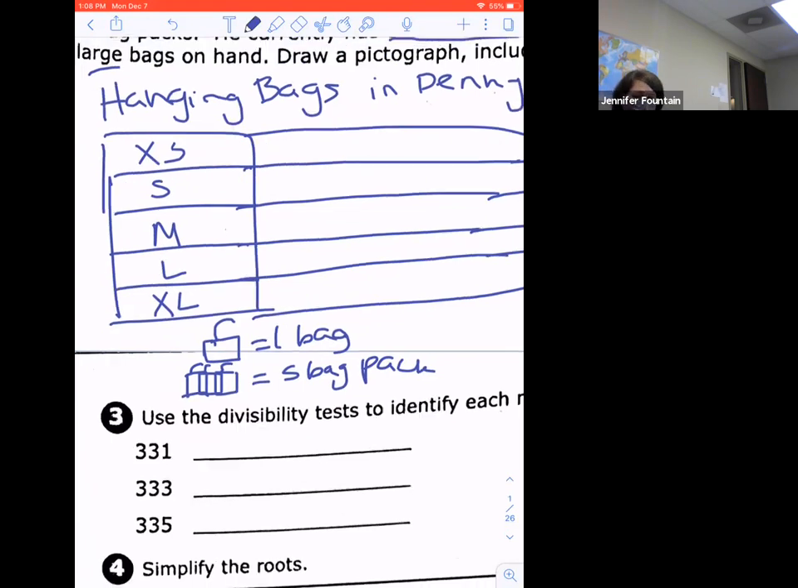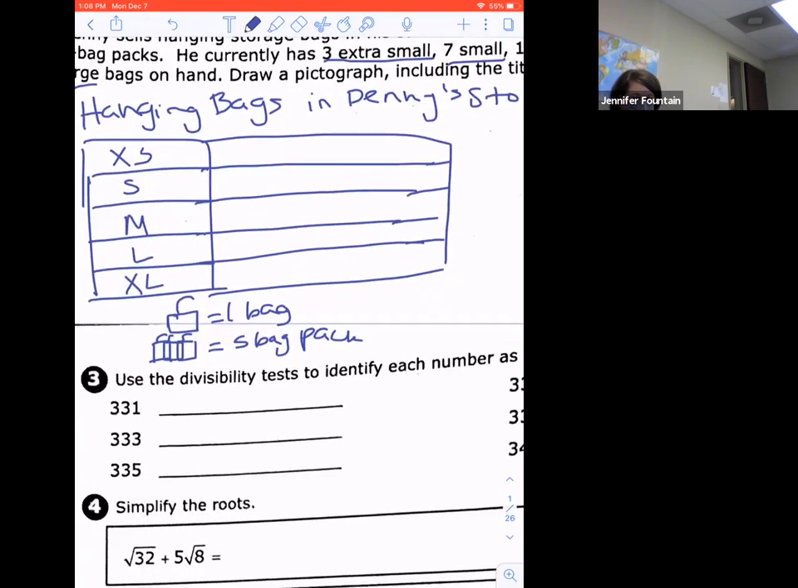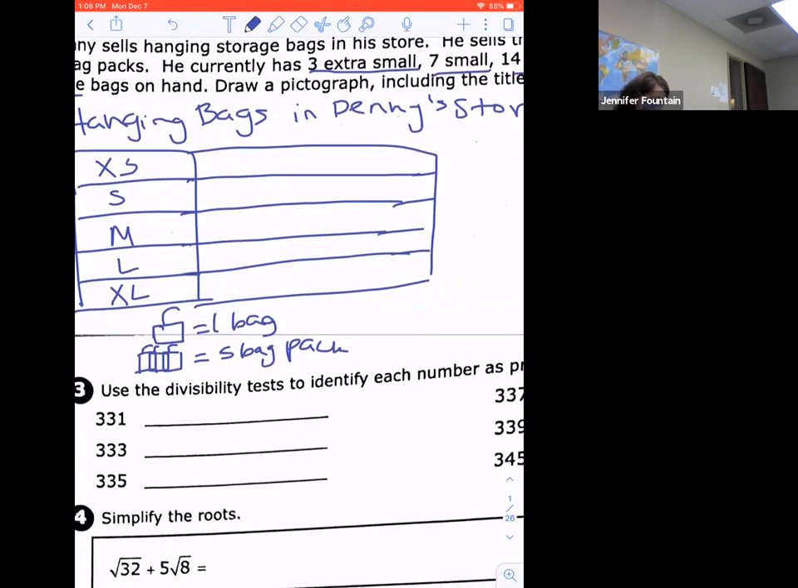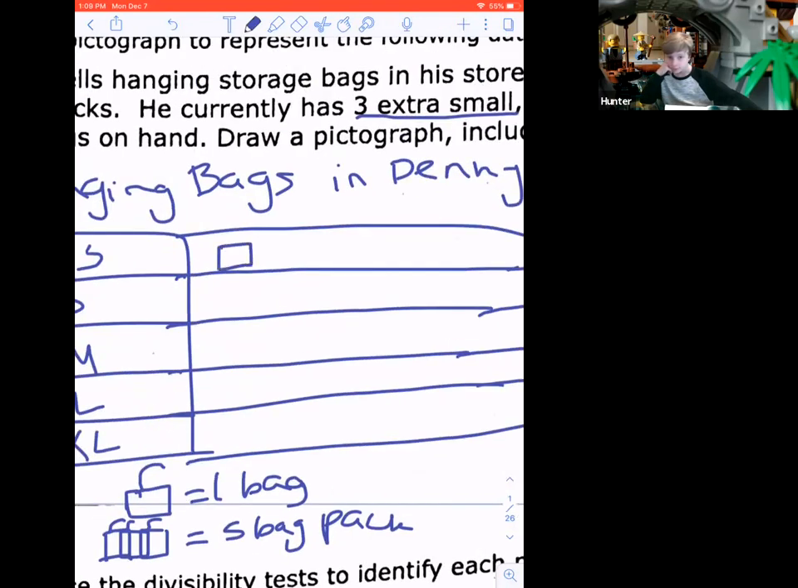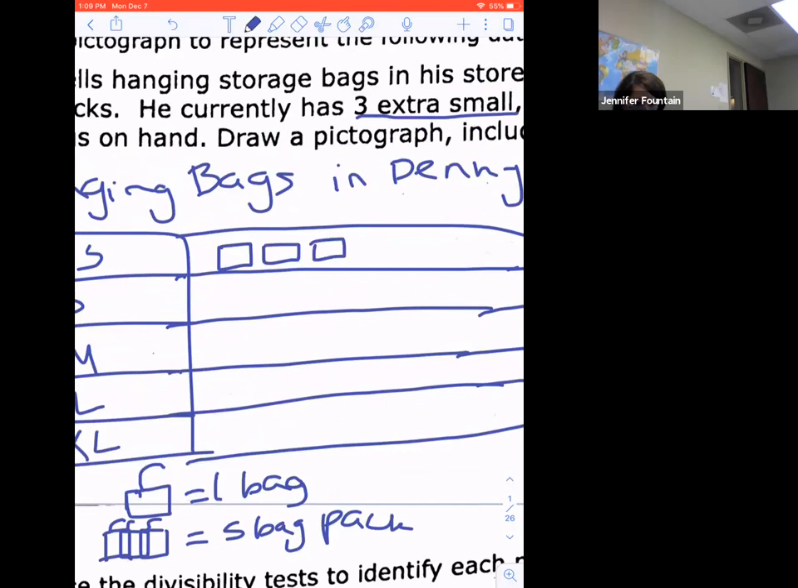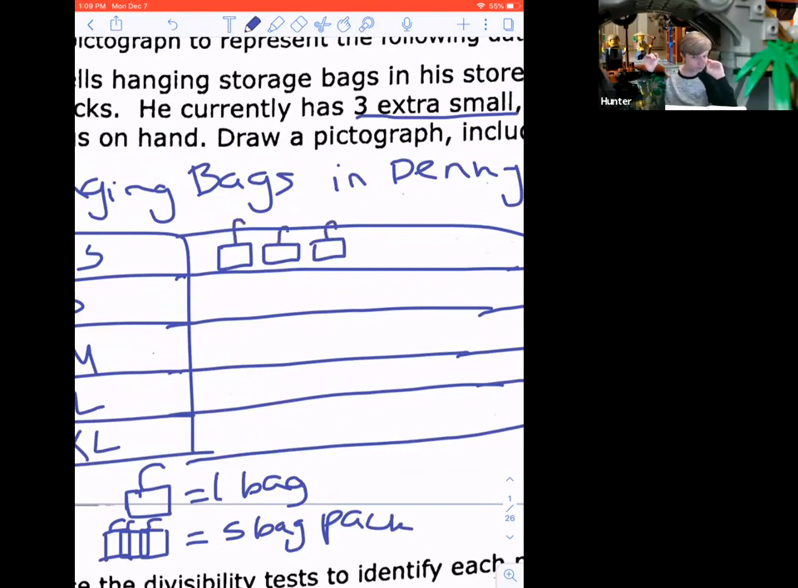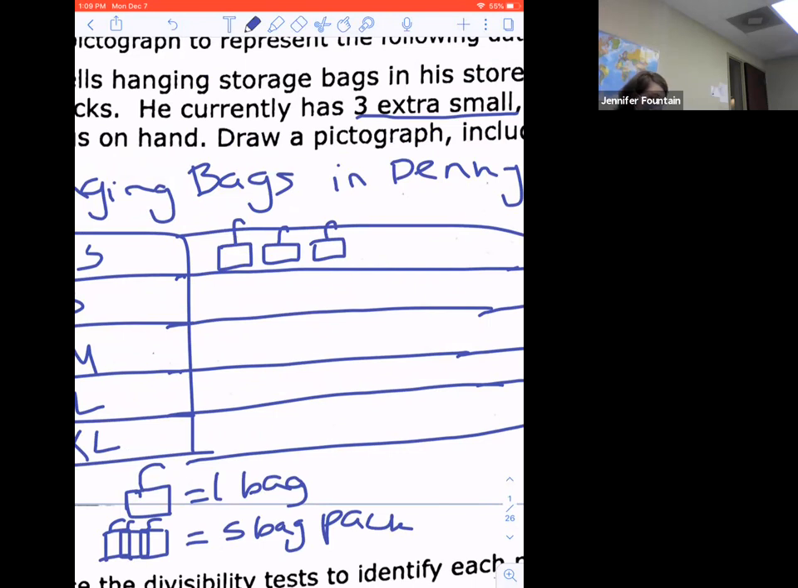So how many bags did we say there are of extra smalls? How many extra small bags do we have? 3. Okay, so which symbol am I going to have to use, my single or my 5-bag pack here? Am I going to use my single or multiple picture? Your single. Single. And how many? 3. We want it to represent 3. Good. So I've got 3 hanging bags there. So I know that represents 3.